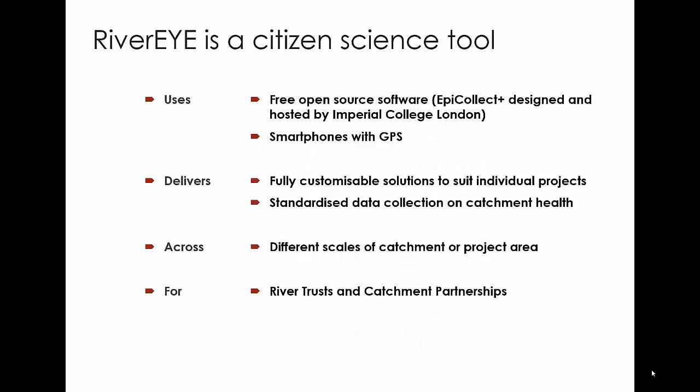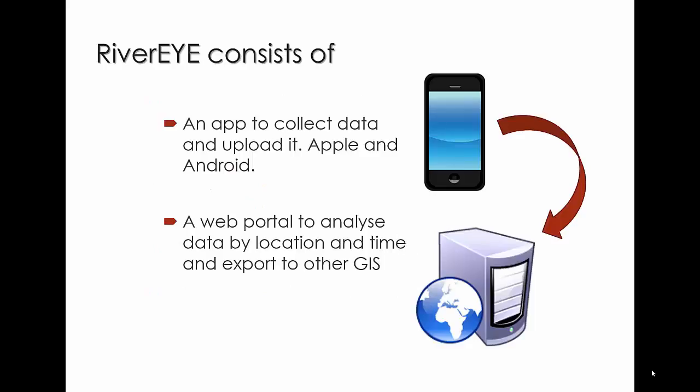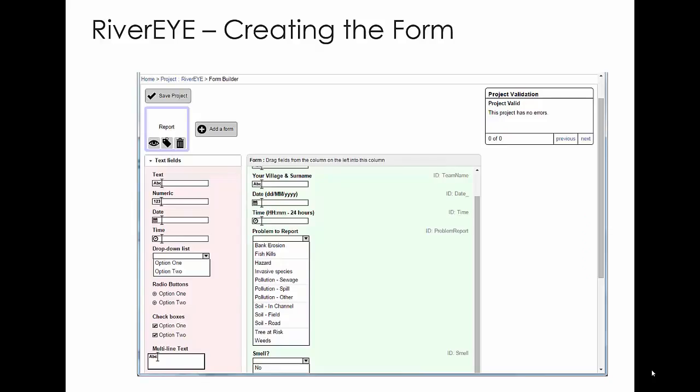RiverEYE is a citizen science tool which uses free open source software and smartphones with GPS to deliver fully customizable solutions to suit individual projects across different scales of catchment for rivers trusts and catchment partnerships. It consists of an app to collect data and a web portal to analyse it.